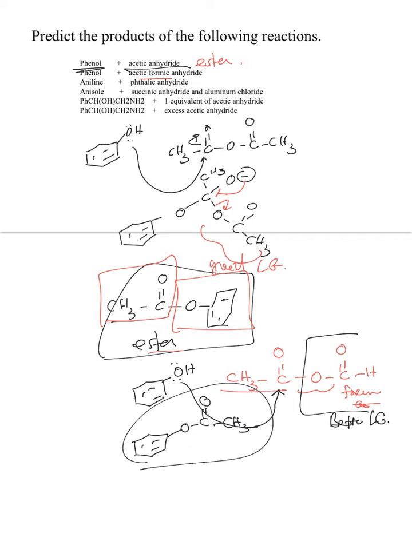And there will be the acetate. Okay, now we have aniline and phthalic anhydride. So phthalic anhydride, you're kind of getting familiar with this phthalic structure. That's phthalic anhydride, and you have an aniline.